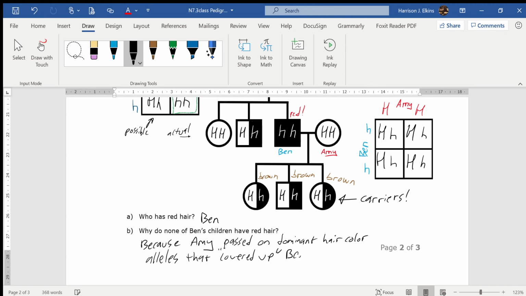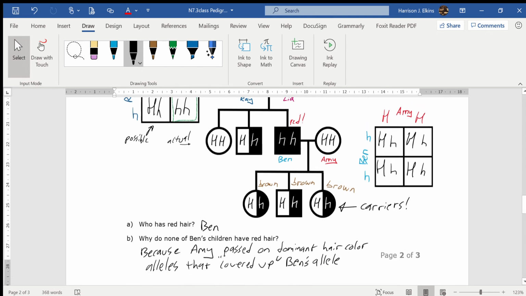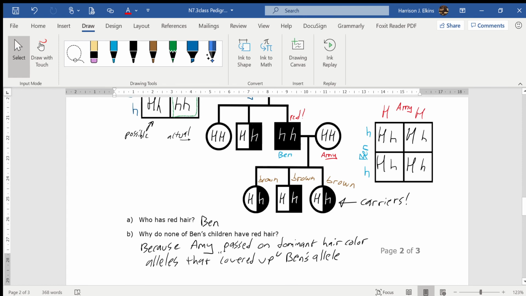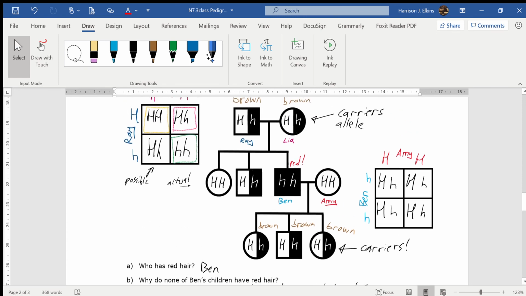So I'm sure Ben was kind of mad. He's like, hey, I had all this wealth of red hair genes and you just had to cover them up with your big H's. All right, and then they had these kids who are all carriers, so none of them had red hair. Oh, sad. Sorry, poor Ben. At the family reunion, he's the only person who has red hair. Everyone gives him a hard time. Sorry, Ben.